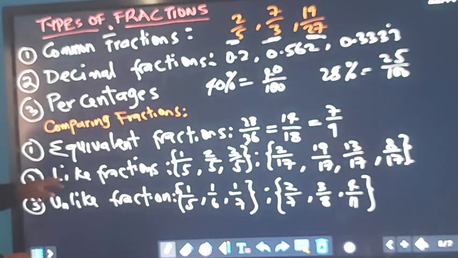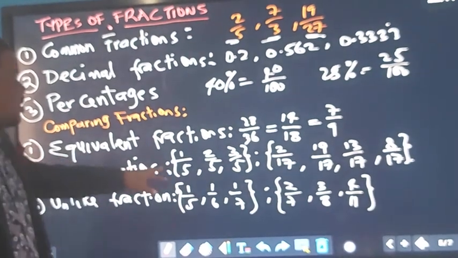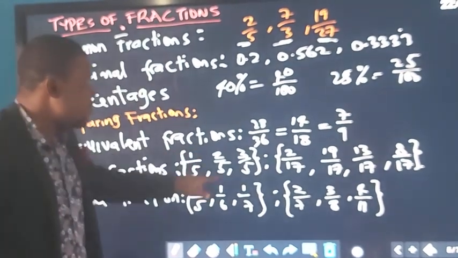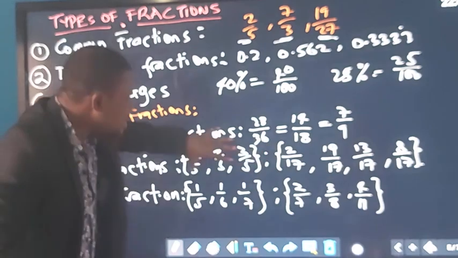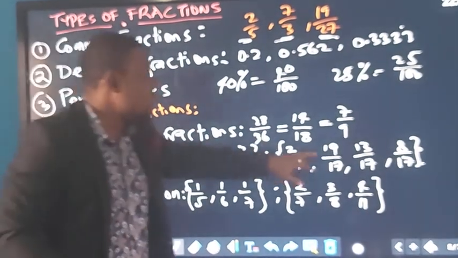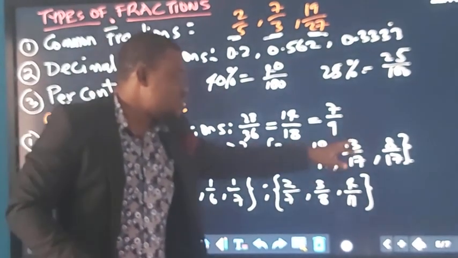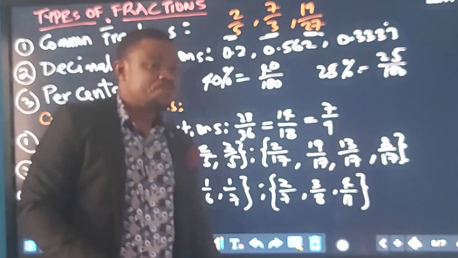What are like fractions? Like fractions are fractions that have the same denominators. You see them here: 1 over 5, 2 over 5, 3 over 5. All these are a set of like fractions. These are another set of like fractions: 2 over 17, 19 over 17, 13 over 17, 8 over 17.